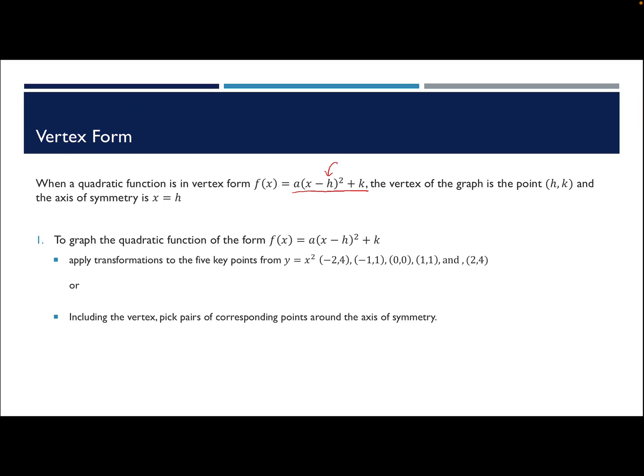The easiest way to graph a parabola, there are 2 ways. You can either start with the 5 key points of (-2, 4), (-1, 1), (0, 0), (1, 1), and (2, 4). Or I would use the vertex and then pick pairs of corresponding points around the axis of symmetry. In my opinion, this is the better way to do it. We'll see this on the next couple of slides.